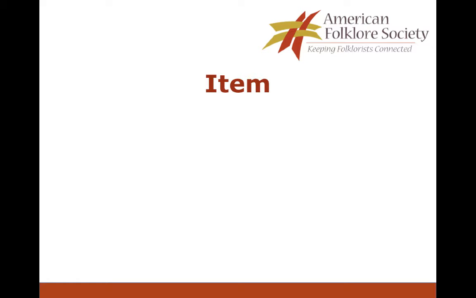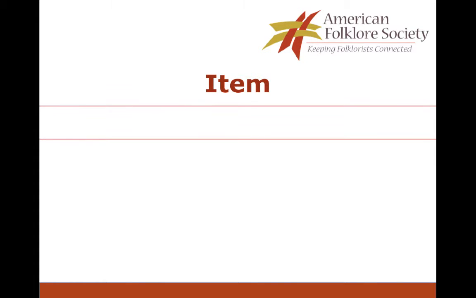The final object type in the FCD is the item. In essence, the item object type is used to describe in detail the actual things that make up the collection: the photograph, the recording, the transcript, the poster, the brochure. Item is always the bottom tier of the description in FCD.